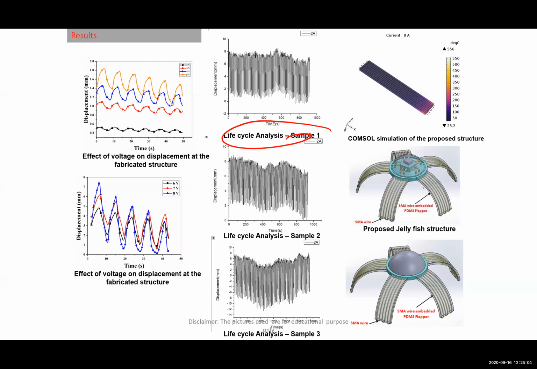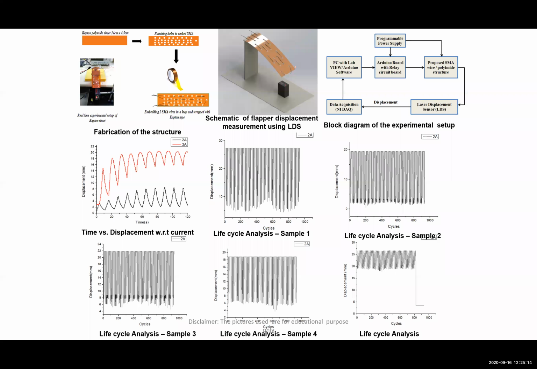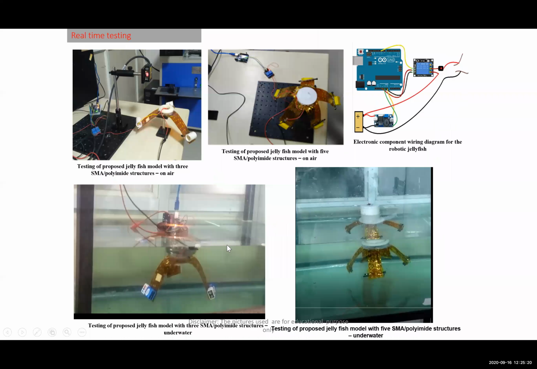So we went for 2-3 different configurations. One configuration is where we have directly embedded the shape memory alloy wire inside the PDMS structures so that we can study the life cycle behavior of it in detail. So this is our final configuration. In fact, we made a complete Arduino board with a controller, and this is how it has been programmed. I'll just show you.